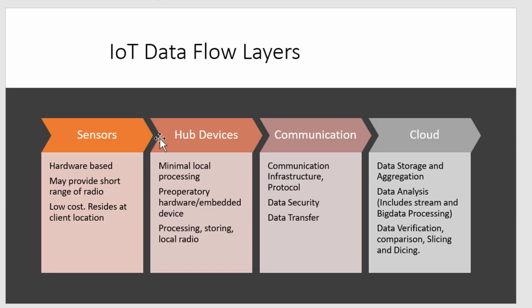So if you look at the data flow overall, the data would get generated from the sensor. That's going to be a hardware, and most of the time it will be very low cost, and it will have some capability to radio the data to the nearby devices. And I'll be having a small hub-like device to consolidate the data from multiple sensors. Here Raspberry Pi or Arduino microcontroller are very good examples, where it will have a small processing capability as well as it can store the data for a small amount of time.